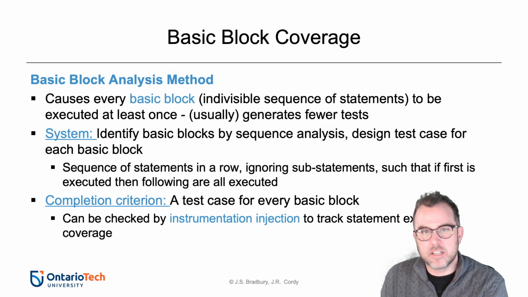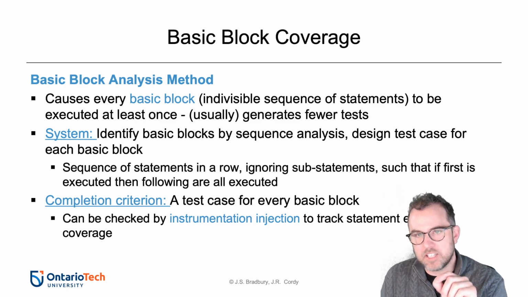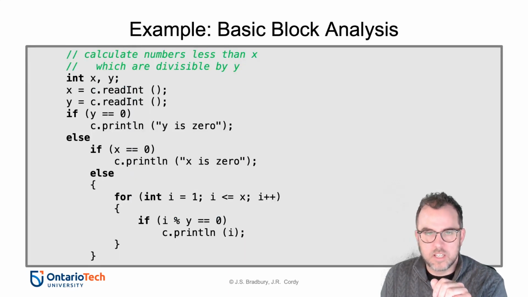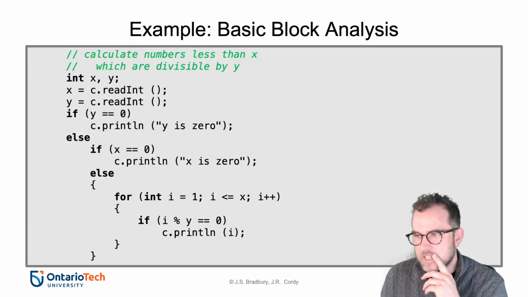And the system here for block coverage is, what you're trying to do instead is identify all the basic blocks in your code, create a test for each basic block in order, and when you're doing that, you actually ignore substatements and stuff. And then you're done when every basic block has a test. And you verify this by using instrumentation injection again. So if we take that exact same code we just did, the first step in this case is identifying blocks.